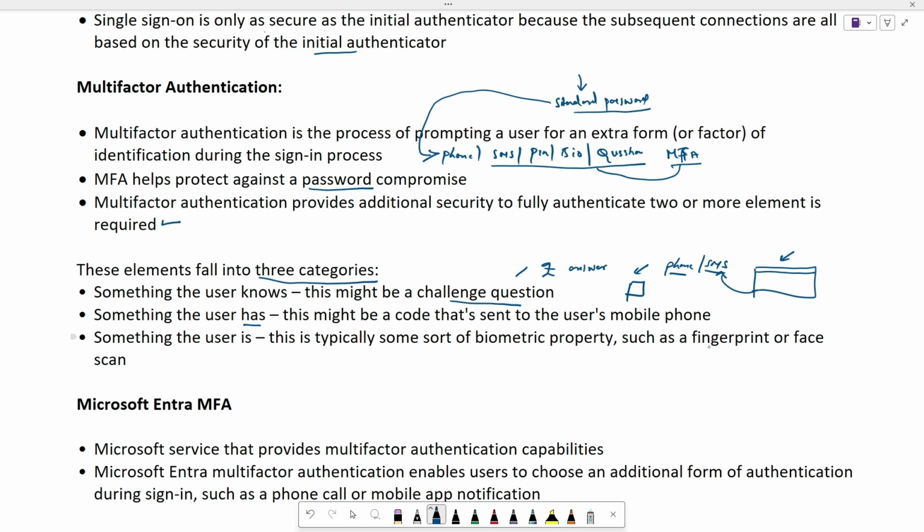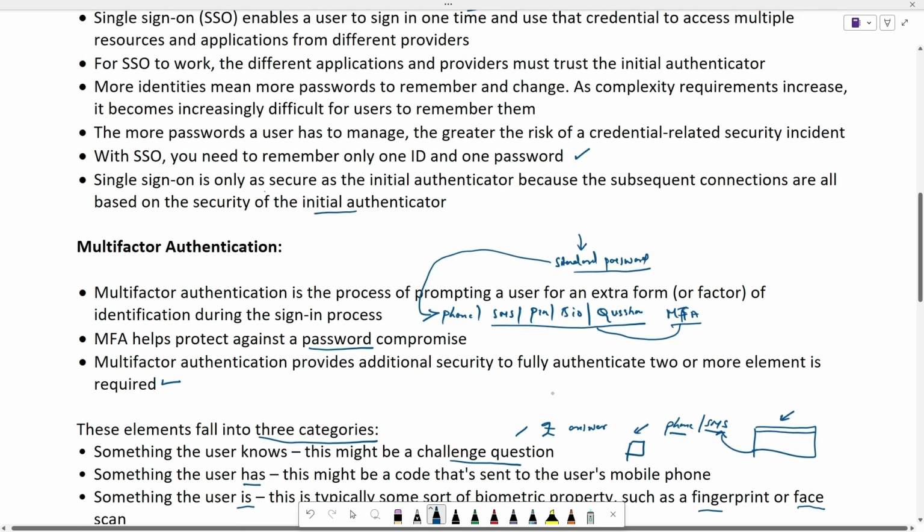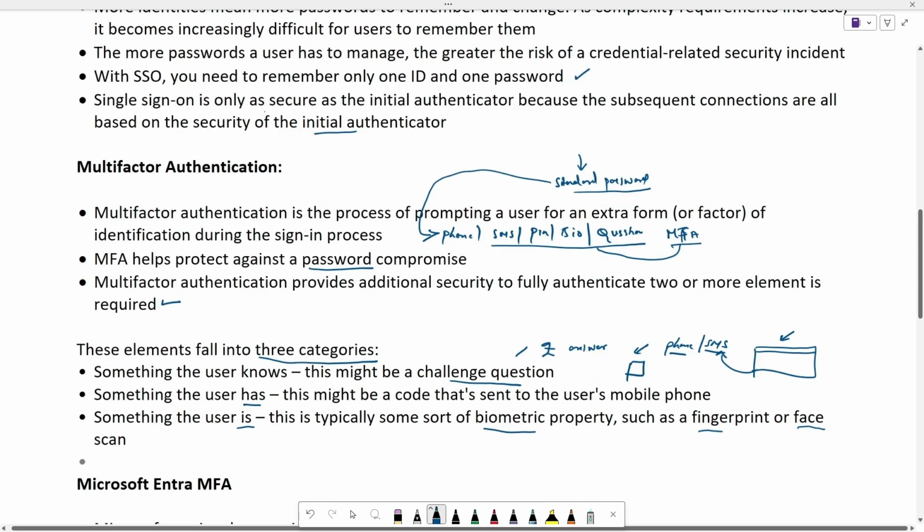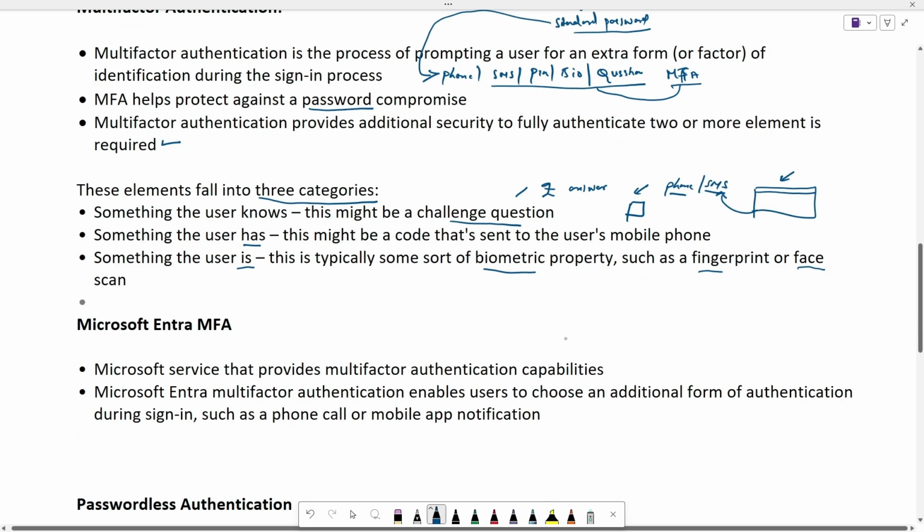And the third one is something the user is. The user is, which means physically, which can be used to authenticate, which is nothing but the biometric. Either it can be fingerprint or face scan. So we now know what standard credentials are and how to integrate multi-factor authentication. Let us now see what is Microsoft Entra multi-factor authentication.